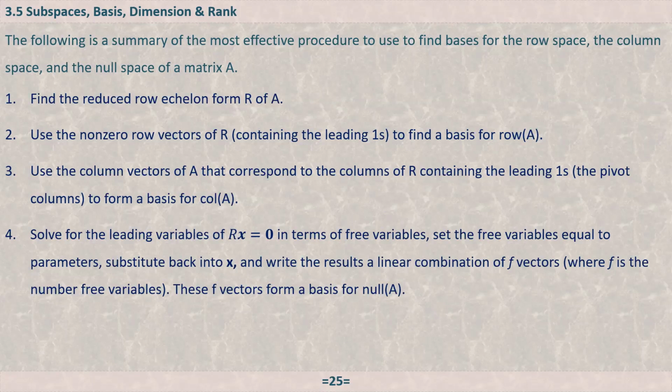In terms of free variables, set the free variables equal to parameters, that is x4 equals s, x5 equals t, what we did in the previous example. Substitute back into x and write the result as a linear combination of f vectors, where f is the number of free variables. These f vectors form a basis for the null space of A. So in the previous example, U and V were the vectors in the basis of the null space of A. Thank you.